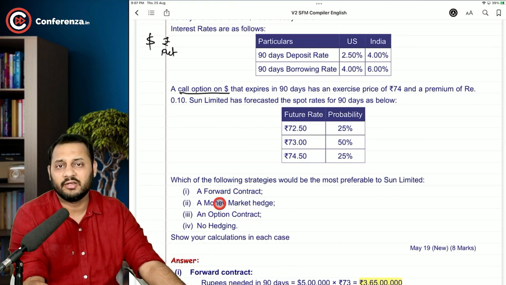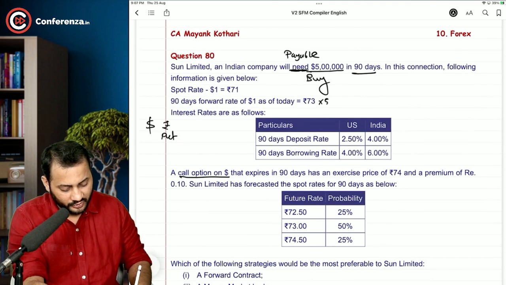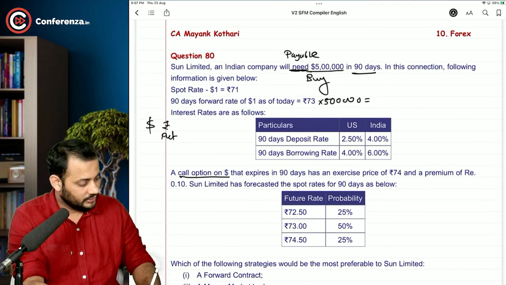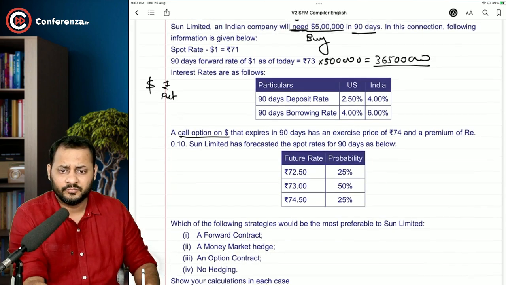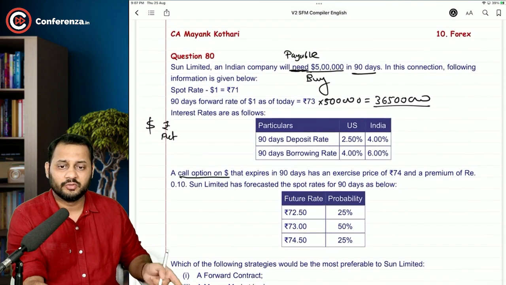So let's first try the forward contract. If we buy $5 lakh under the forward contract, 5 lakh into 73 will be the answer. That's 3.65 crore rupees. Cool. That's easy. Forward market, 3.65 crore. Now let's come to the money market.